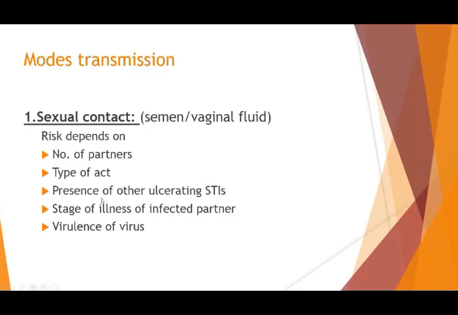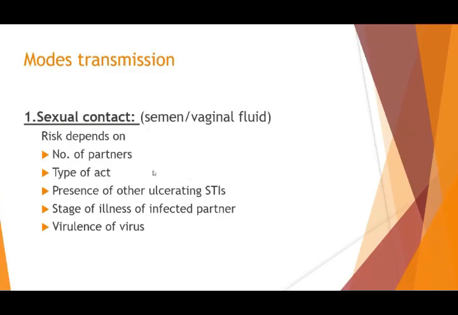Why? How will this affect the risk of transmission? Why the presence of ulcerating infections? Do you have any idea? For example, the patient has syphilis or gonorrhea. Why will it affect the risk of transmission in comparison to patients with none of these infections?